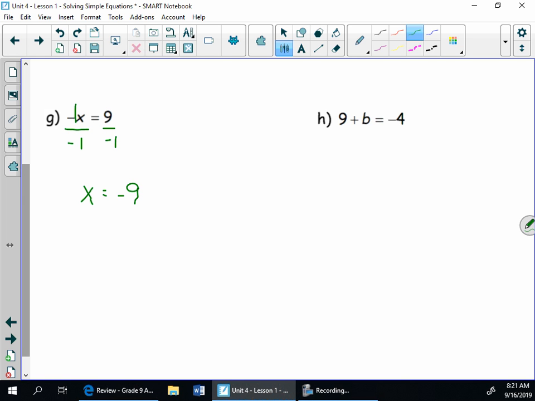And the last one here, I want to get b by itself, so I got to move the 9. Write down everything I've got. What happens to the 9? Well, it's a positive, so it means I got to subtract, which makes it a minus. And negative 4 subtract 9 is negative 13.